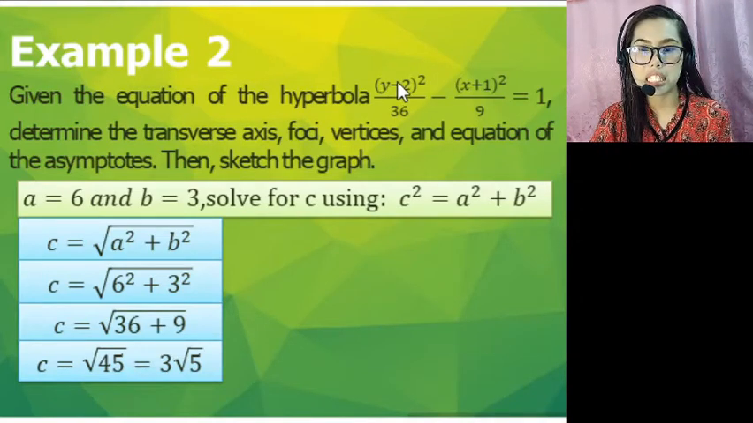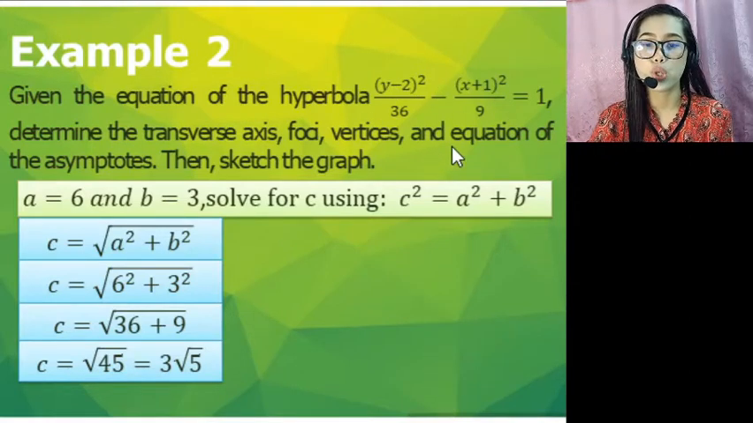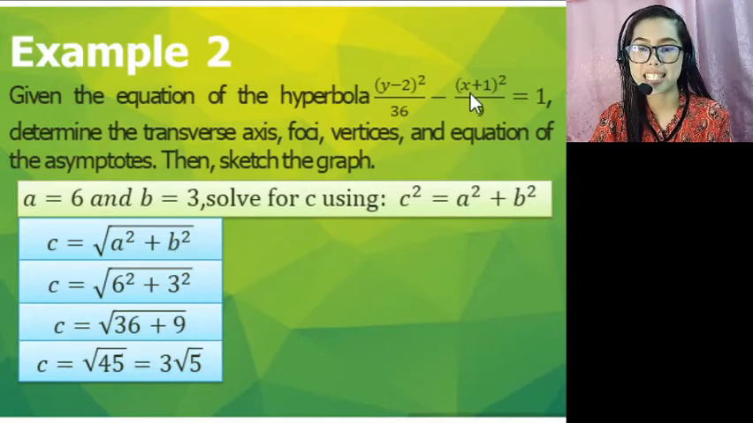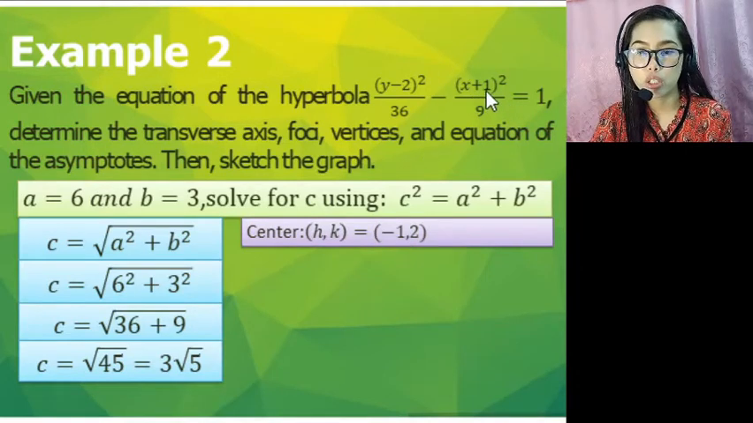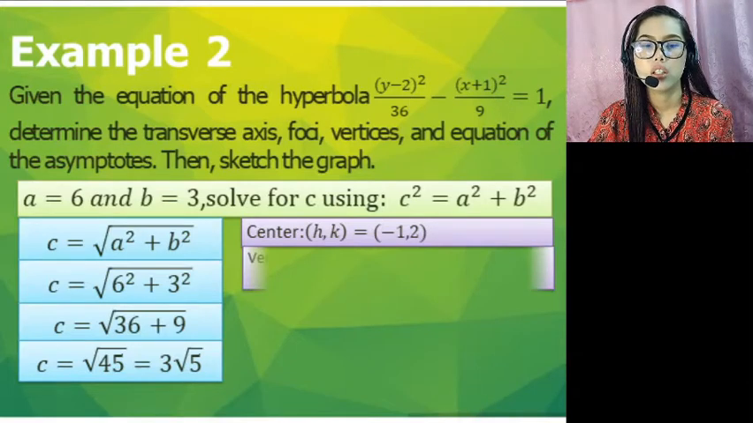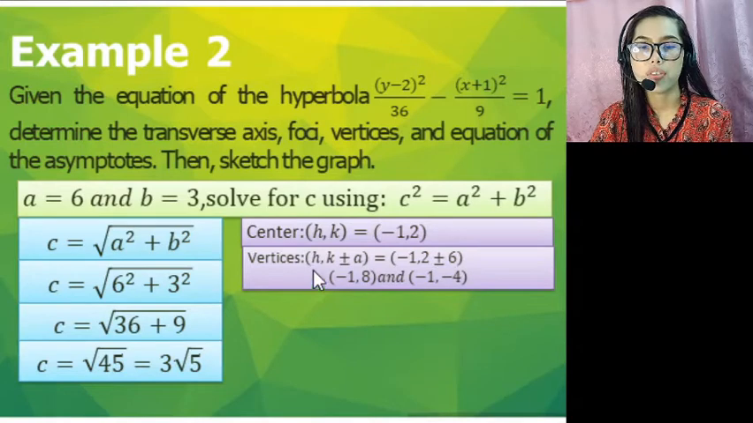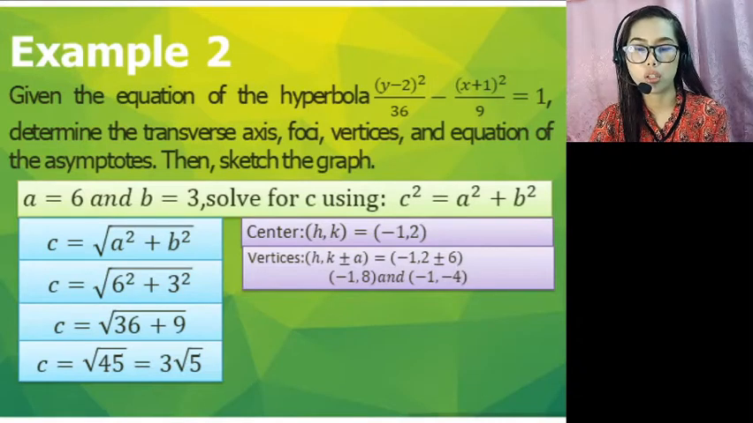If you have noticed here, we already have the values of our h and our k. Now, please do not confuse yourself: h is always with x and k is always with y. In that case, our center is at (−1, 2). So for our vertices, we have (h, k ± a). Our h is −1, our k is 2, our a is 6. So (−1, 2 ± 6), and to simplify, our vertices are at (−1, 8) and (−1, −4).